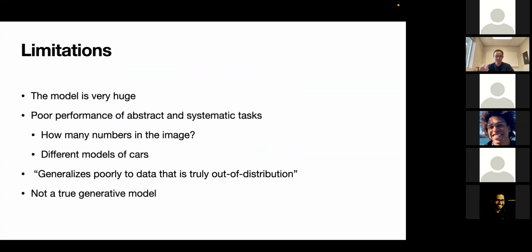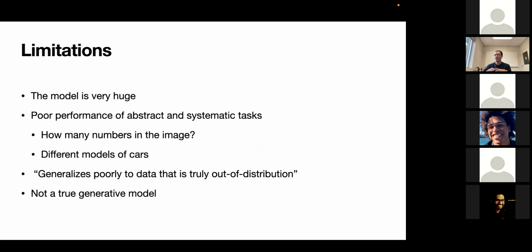Okay, let's go to the limitations of the model. As the authors mentioned, the first limitation is that the model is very huge. So we cannot easily bring those models into industrial fields. It's quite hard for a small company to afford this model. And the second one is the model has really poor performance on abstract and systematic tasks, like tasks where we need to do some inference.